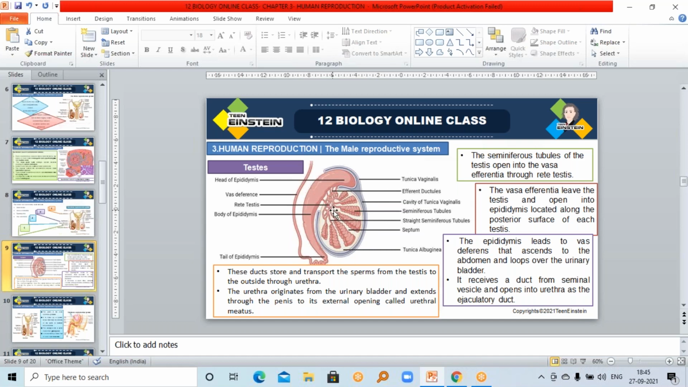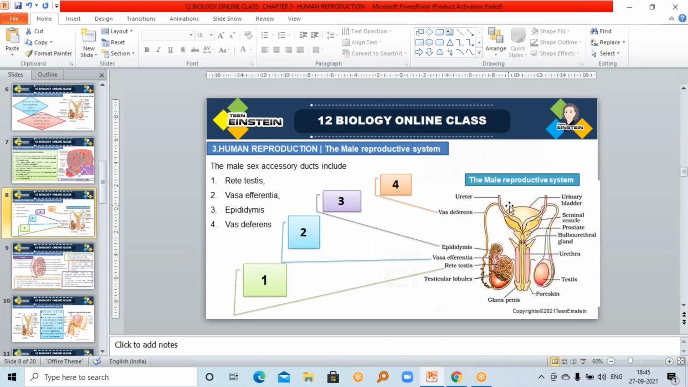Okay, and these are the seminiferous tubules. You can see, first, this is the seminiferous tubule, and this is the rete testis. Then the vasa efferentia, these are the efferent ductules. First the seminiferous tubules, then the rete testis, which opens to the vasa efferentia, then the epididymis. The epididymis is this large structure, then the vas deferens. The vas deferens is this structure, outside.